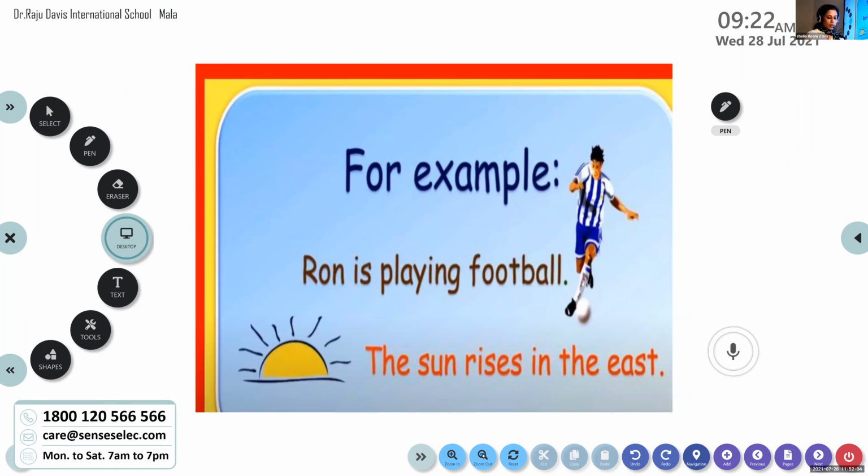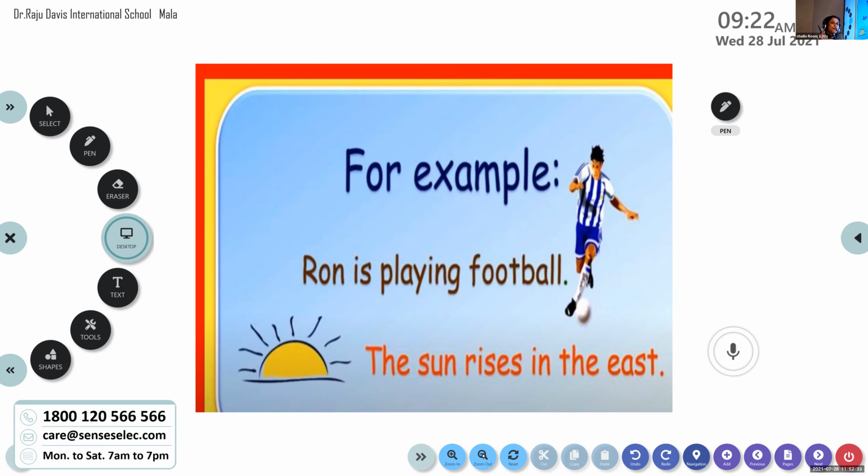Yes, I hope you can. Here are a few examples for you. Ron is playing football. The sun rises in the east. Both these groups of words make complete sense. Doesn't it make complete sense for us? Yes. So they are called sentences.